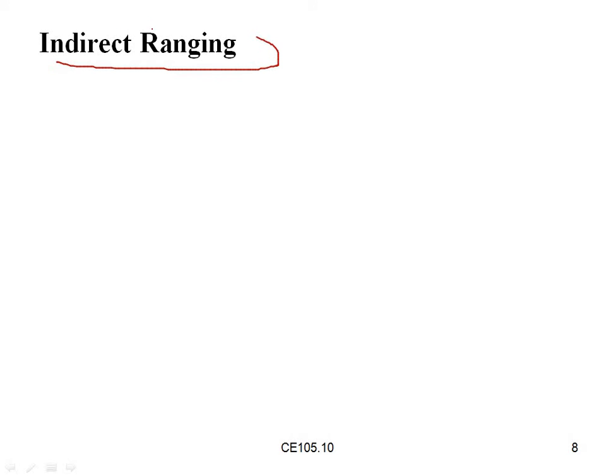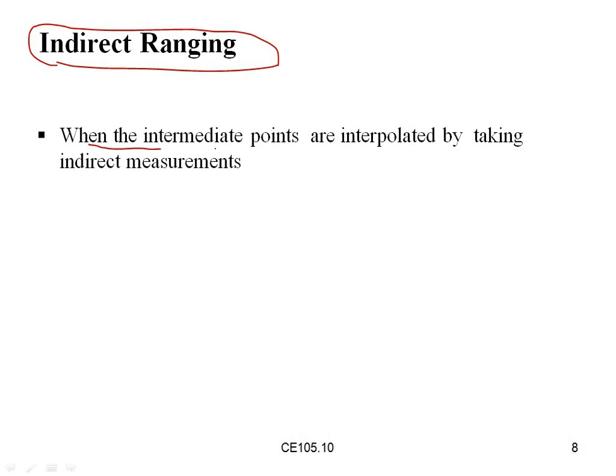And the next one is indirect ranging. So what is indirect ranging? When the intermediate points are interpolated by taking indirect measurements. So here we will be taking the indirect measurements when the intermediate points are located. This ranging is used generally for chain surveying. These ranging rods will be used generally in the construction of roads or alignment of roads. In the measurements of hills and ponds, we will be using direct ranging without any instrument.